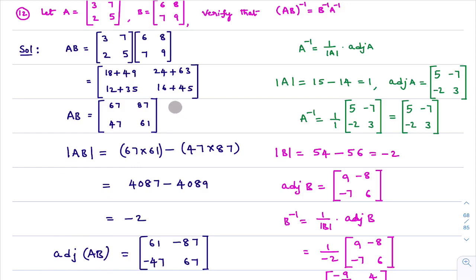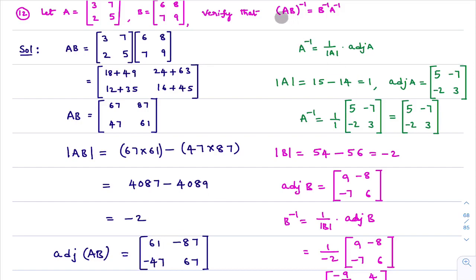Very simple method is there. What is that? You just interchange these two elements here, 67 and 61. You interchange them, you see here 61, 67, and change the sign for these two numbers. We already discussed this in earlier classes. You just change these two numbers and change the sign for these two. So you will get adjoint: 61, 67, minus 87, minus 47. You get adjoint of AB, right?